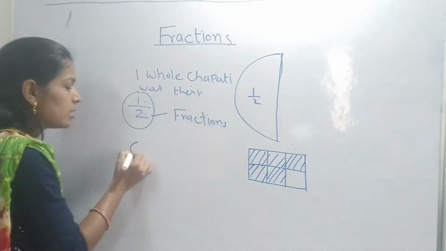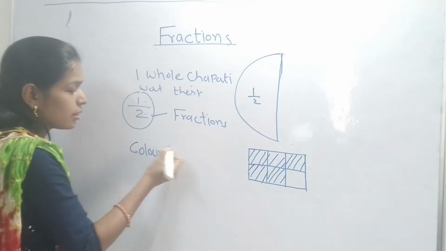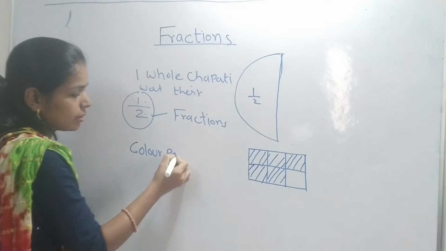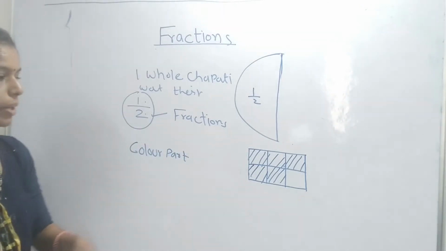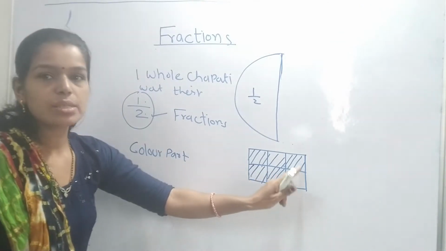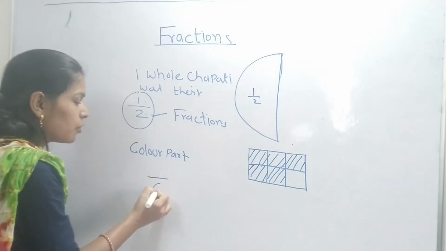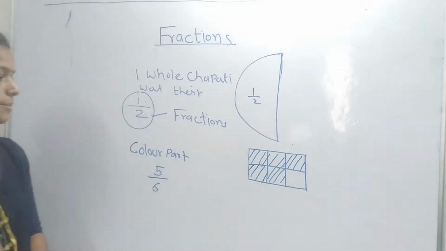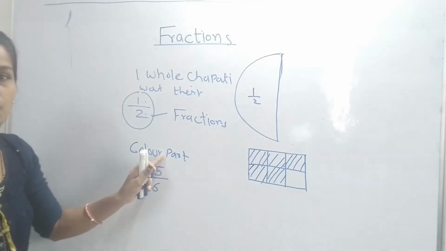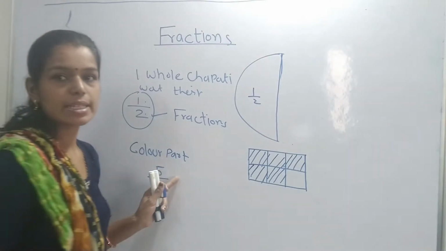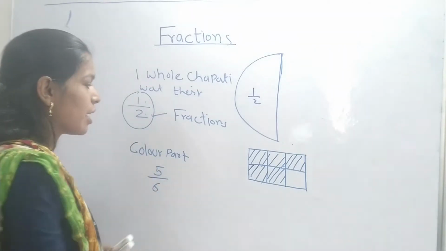Then what is the number of colored parts? Here a total of 6 parts are there, out of which 5 parts are colored. So what is the fraction of the colored part? It is 5 by 6. The fraction of the colored part is 5 by 6.